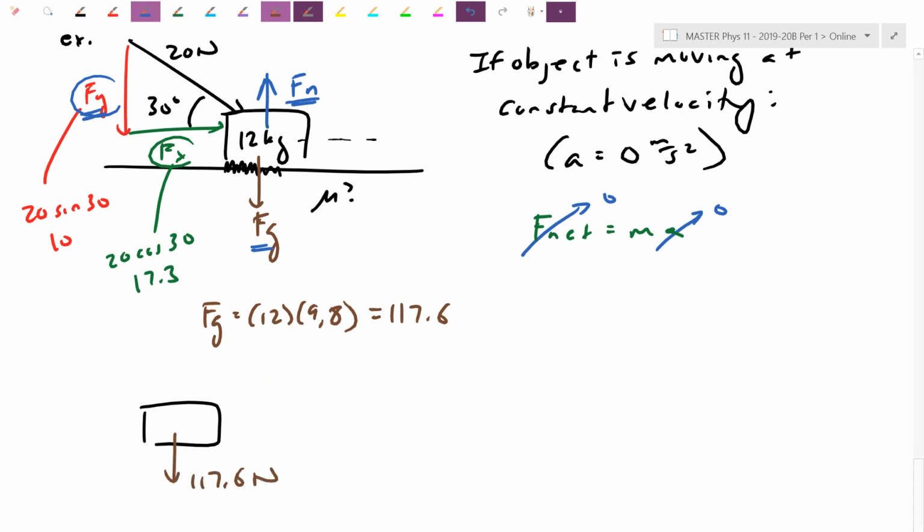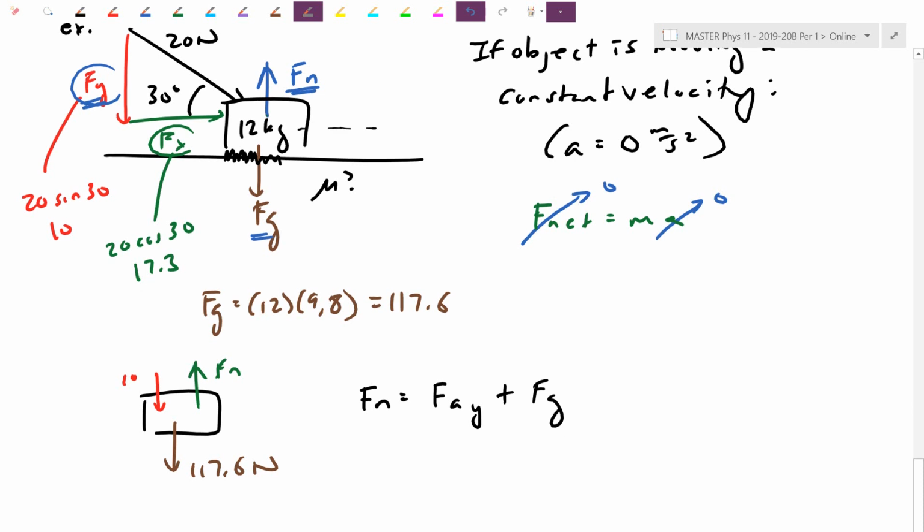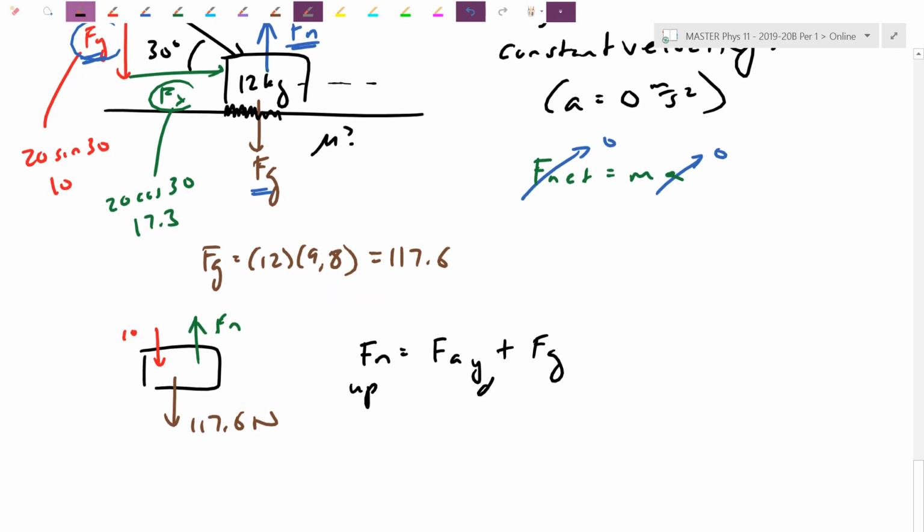Back to this one here, we have an object where Fg is pulling 117.6 downwards. We have a normal force that pushes only what it needs to, but with the extra 10 that I'm pushing downwards, the Fn would actually need to be 10 plus 117.6. Again, you're not going to get this formula anywhere. The Fn in this case has to balance off the Fy downwards and gravity. We just sort of do teams here: this is upwards and this is downwards, and if you add those up, we get 127.6.